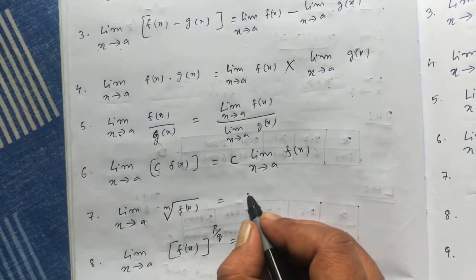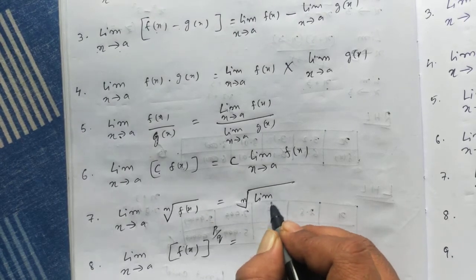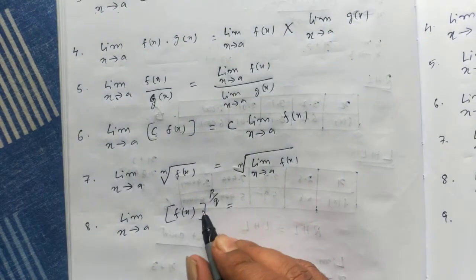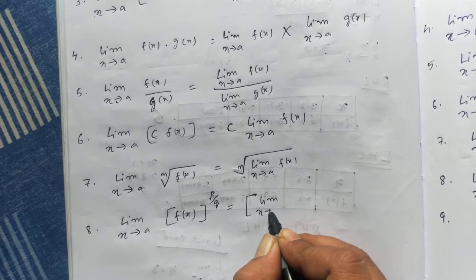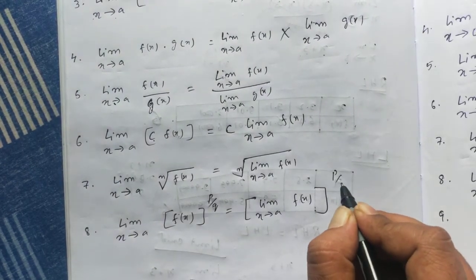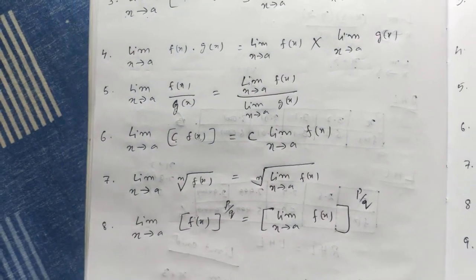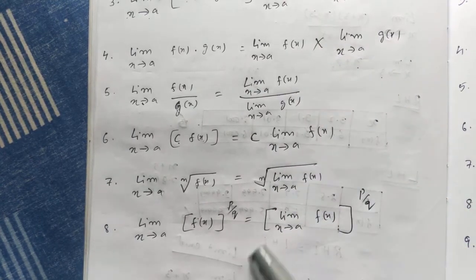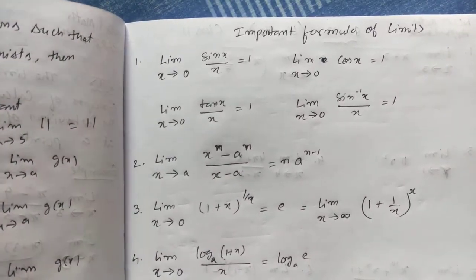If it is any root also no problem. We can write the limit inside, x tends to a f(x). If it is power also no problem. We can write limit x tends to a f(x), and the power we can take common. So these are the algebra of the limits. You can just note it down. These are our theorems, okay? Just note it down.